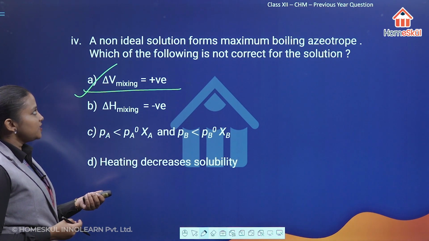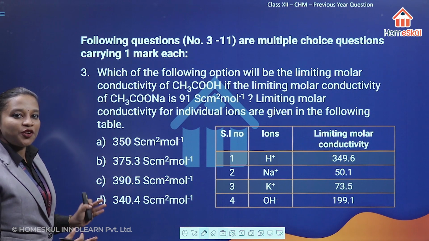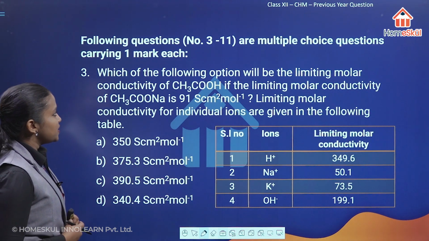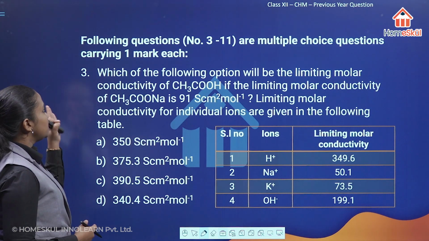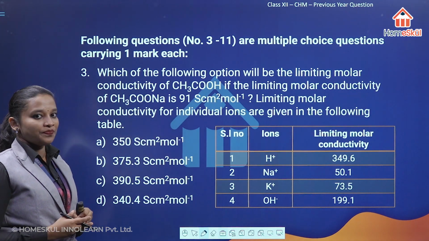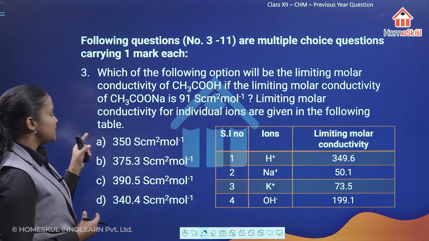Now, moving on to the next question. This is the second part of Section A. Following questions number 3 to 11 are multiple choice questions carrying 1 mark each. Let's read the first question. It is the third question in the section.